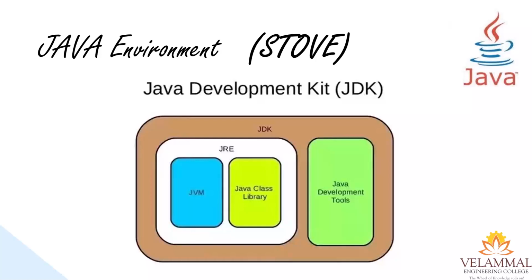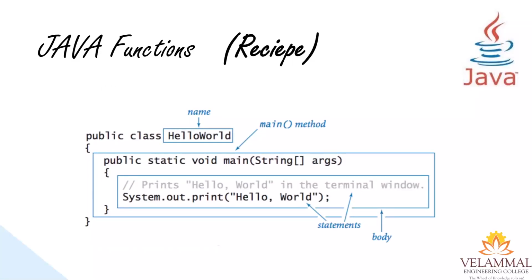Our JDK supports the JRE and Java development tools, which help us convert all the high level language code to zeros and ones. So let's see this example once and then move on to the actual coding part.